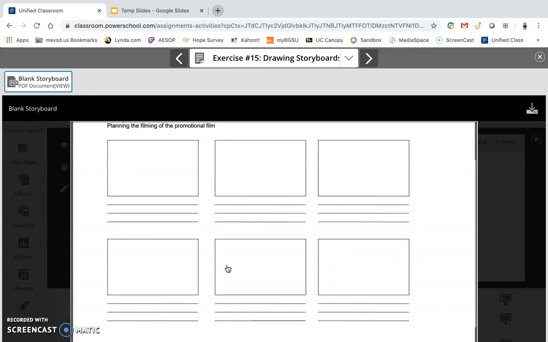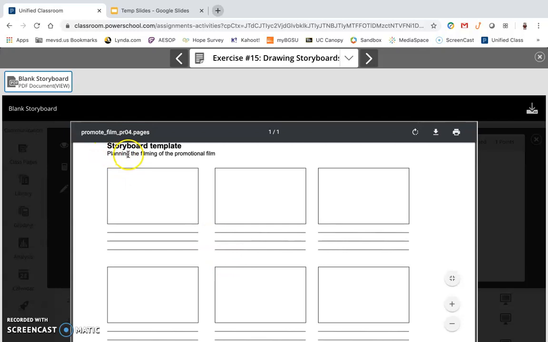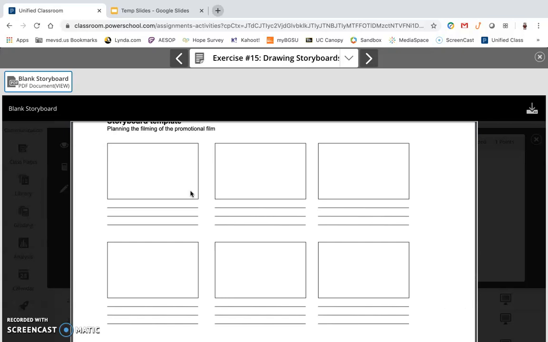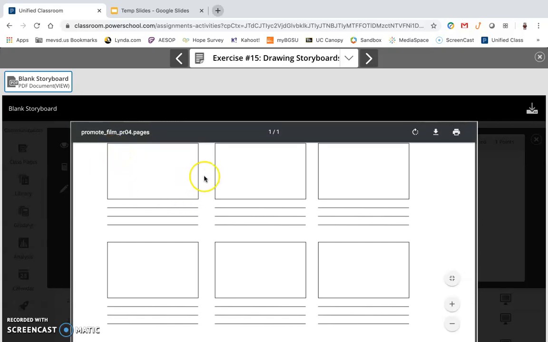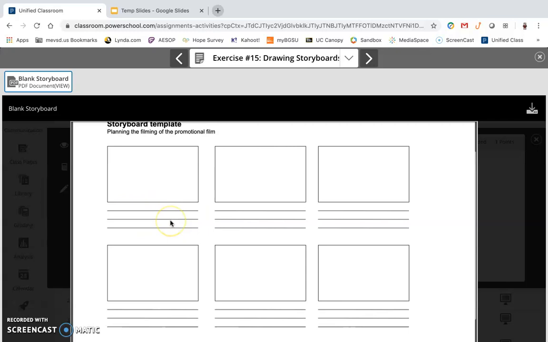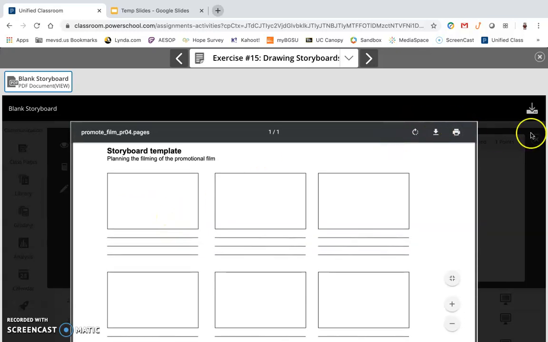It's basically just 6 boxes with lines underneath them. This part here, planning the filming of the promotional film, ignore that. This is just a template I found online because I wanted to find one that had 6 boxes on one screen or on one page. So if you can't print it out, just take a blank piece of paper and recreate this. Draw 6 boxes and draw some lines underneath the boxes. Or if you don't want to draw the lines, this is where you're going to write some stuff. So you don't need the lines, just knowing you need some space to be able to do some writing under the boxes. Alrighty.